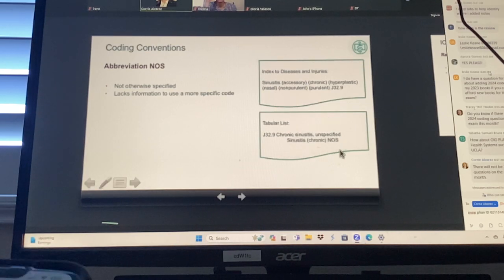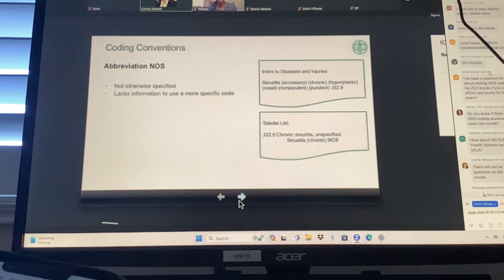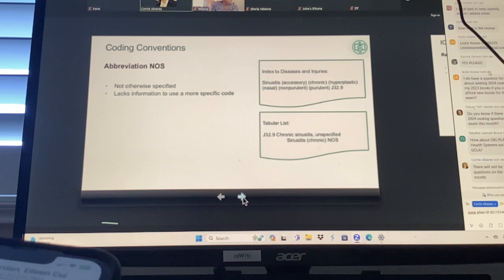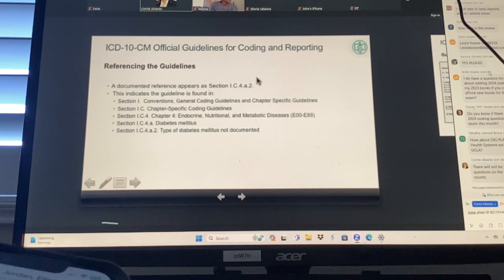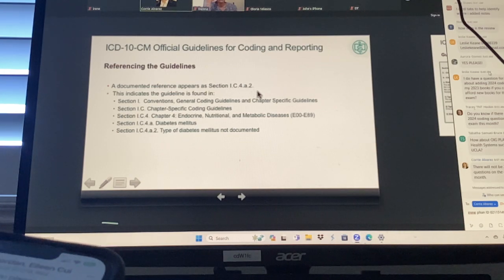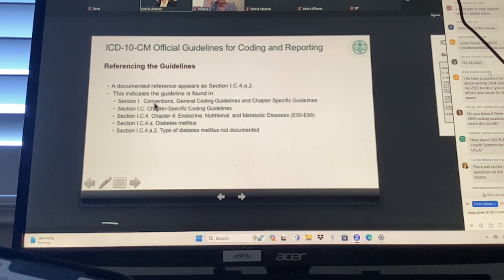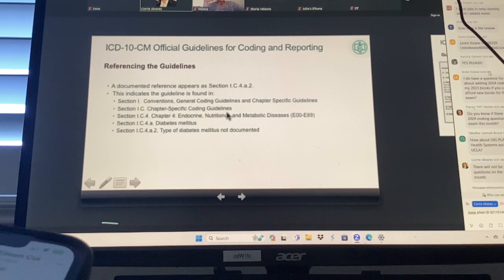So not otherwise specified means that in your chart it's the equivalent of unspecified. No further reference as to what the degree of the illness. So this is what they might give you. They might give you a question and they'll say, as outlined in 1C4A2, and so you should be able to get to section 1 in the guidelines.